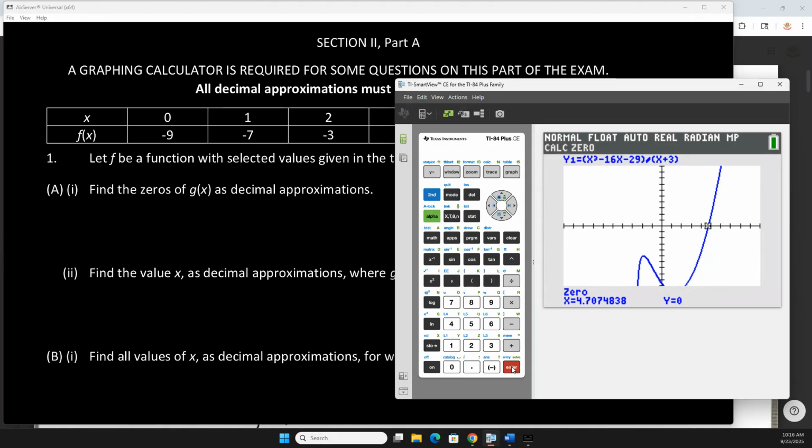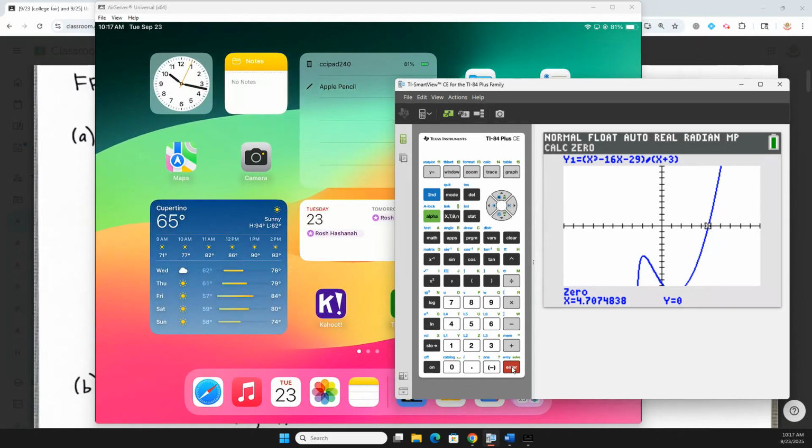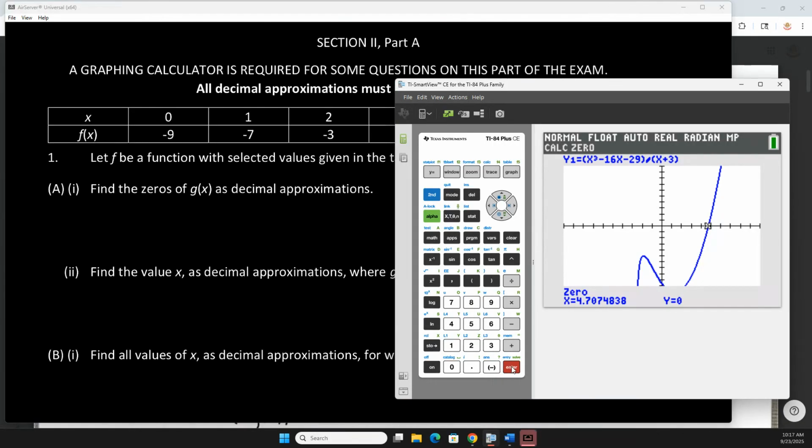Now, on my answers, I wrote this lovely sentence. You are welcome to write a lovely sentence on this one, but it's also perfectly acceptable just to write x equals 4.707. If you wanted to go further and say 4.7074 or 4.7075, that's fine. As long as the third decimal is the 7, we're good.